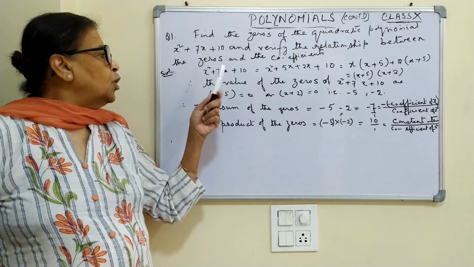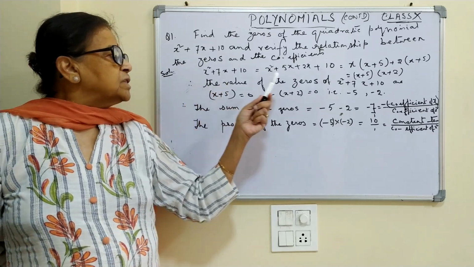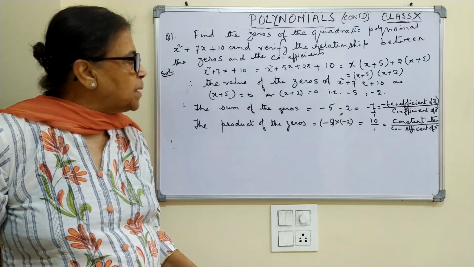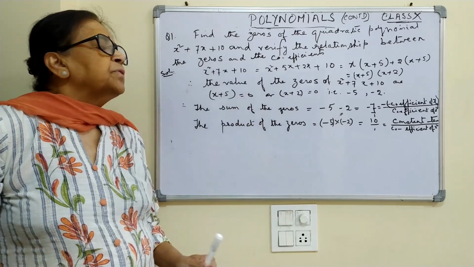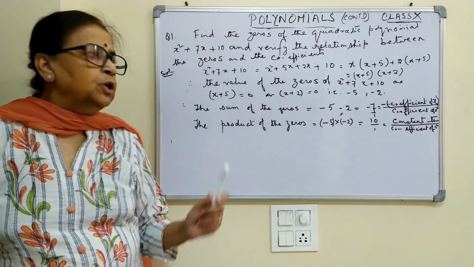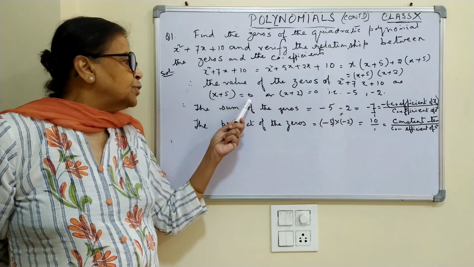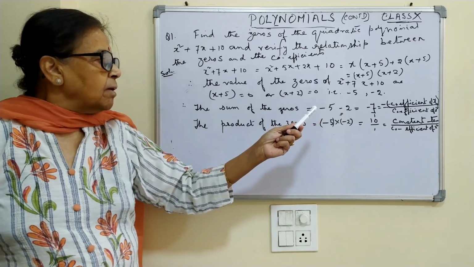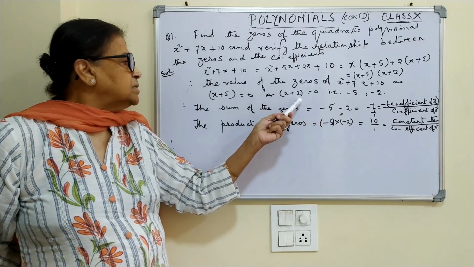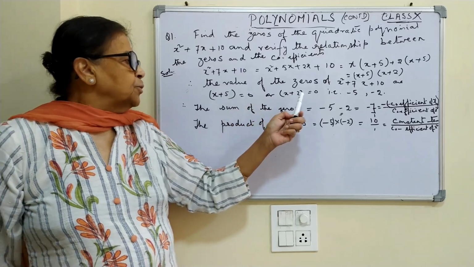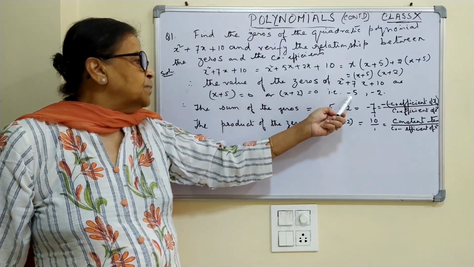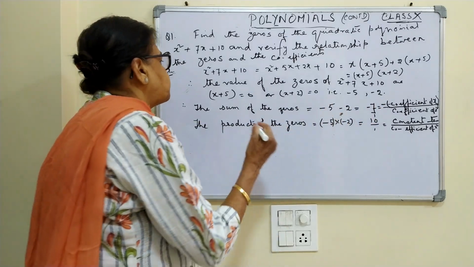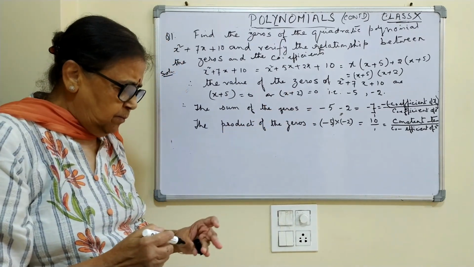We will find the zero of this polynomial. How? We have done the middle term splitting, x into x plus 5 into x plus 2. For getting the zero of the polynomial, x plus 5 has to be 0 or x plus 2 has to be 0. Then x is minus 5 and minus 2. Therefore the values of the zeros are minus 5 and minus 2.